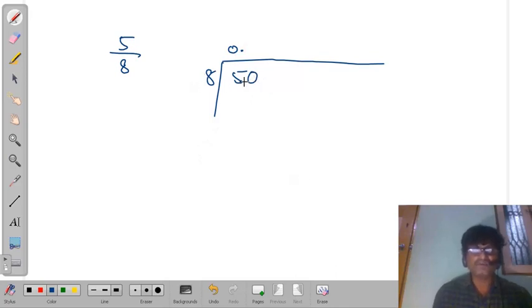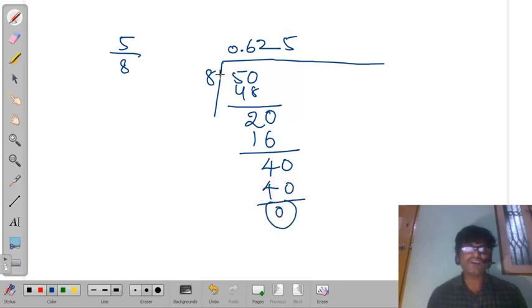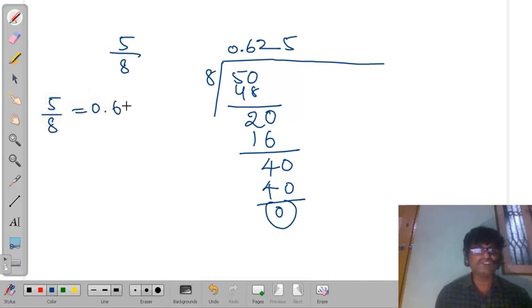Then if you observe, 8 times 6 is 48. Now, if you subtract 48 from 50, you will get 2. So take a 0, then 8 times 2 is 16. So if you subtract, you will get 4. Now you take another 0. That means 8 times 5 is 40. So 5 by 8, we can write this one as 0.625.